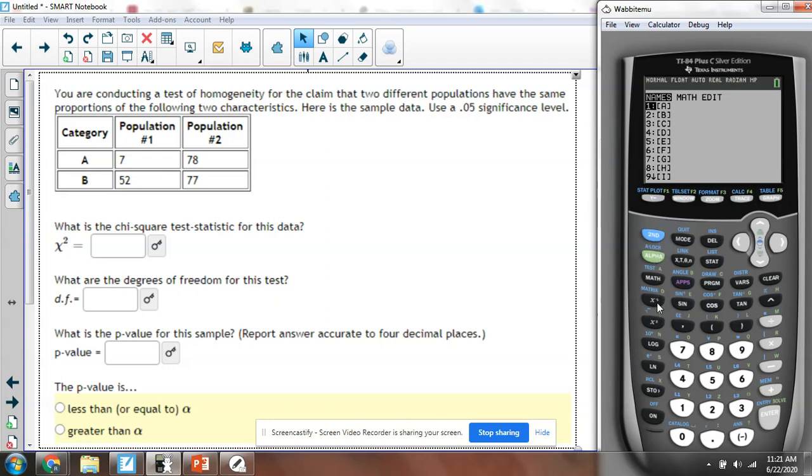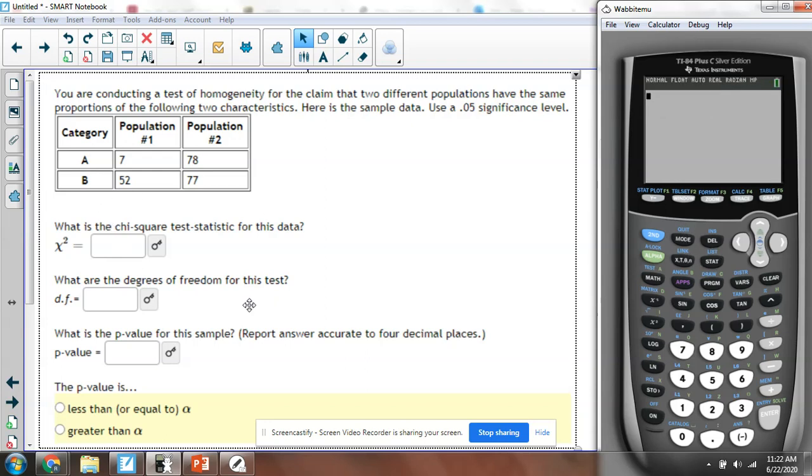So remember, second matrix, so we're going to go over to edit. We're going to edit matrix A. It's a 2x2 matrix, two things to the left and right, two things up and down. So I'll change this to 2x2. And then just put the data values in. 7, 78, 52, and 77. Okay. And then we'll get out of that.